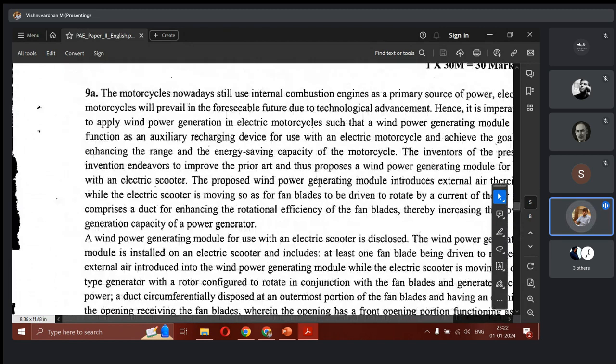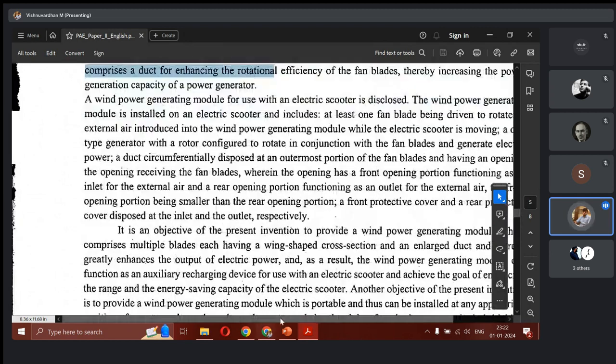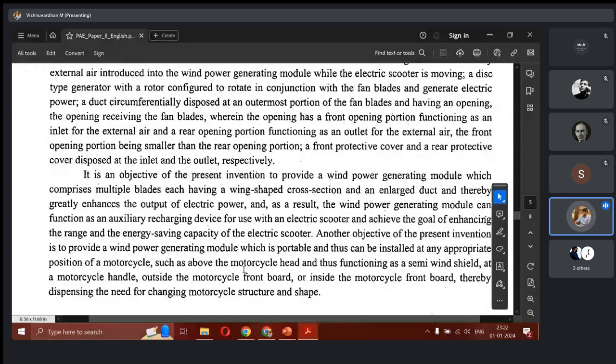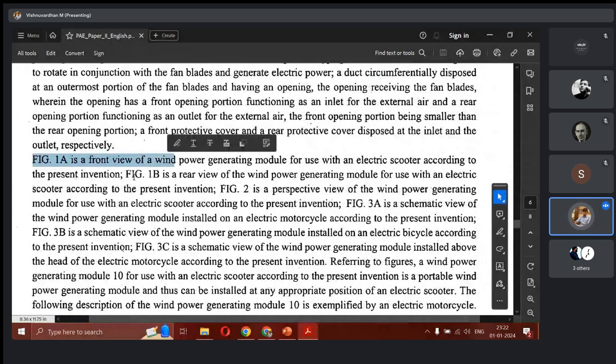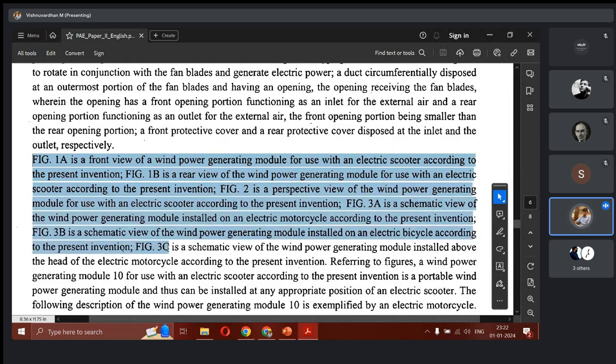So based on the question itself, you've already got the background and the abstract. And then as you read, now you already know what the figure is, right? So figure 1, 2, 3. Figure 1A is a front view. Figure 1B is a rear view. Figure 2 is a perspective view. Figure 3A is a schematic view. So you've already got the brief description of the accompanying drawings.